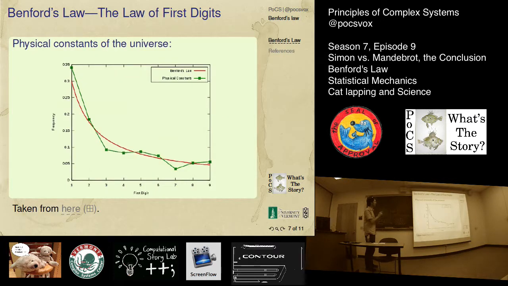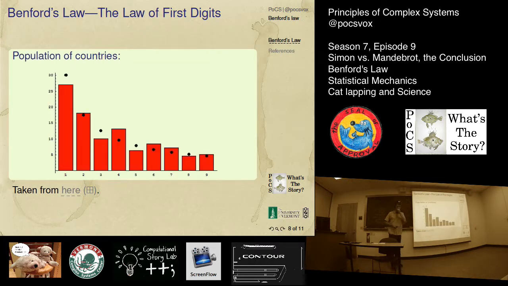Let's see. So this is a physical constant of the universe, which is insane. These are the numbers, mass of the electron, or I should say gravitational constants, that sort of thing. G, yeah. Population of countries has this thing too, which is a bit odd.